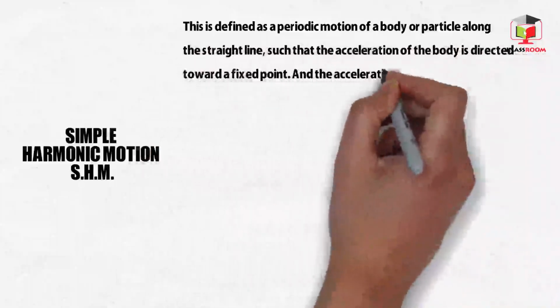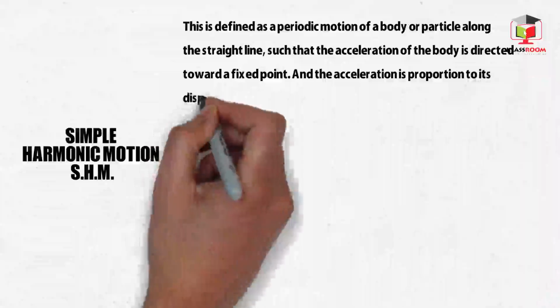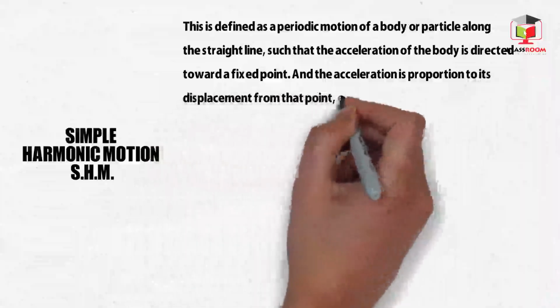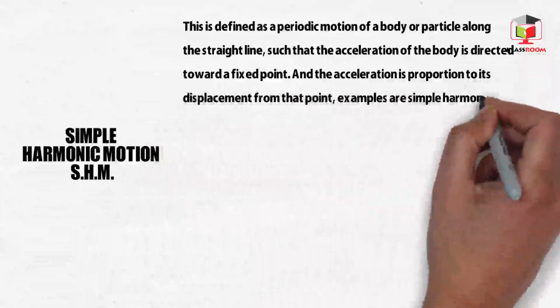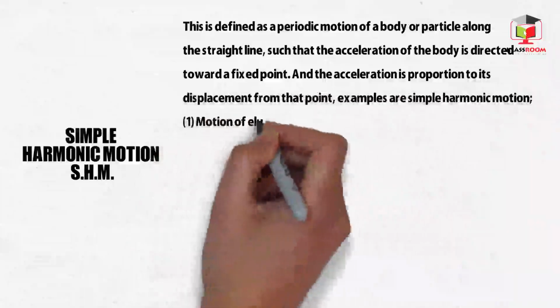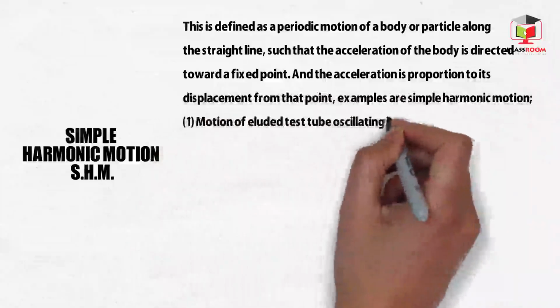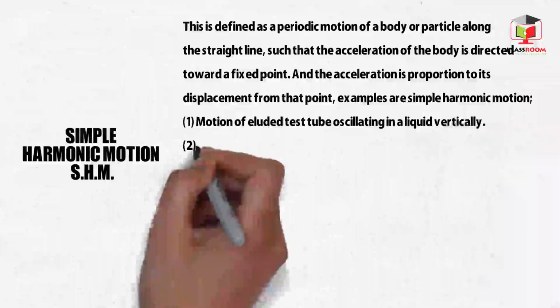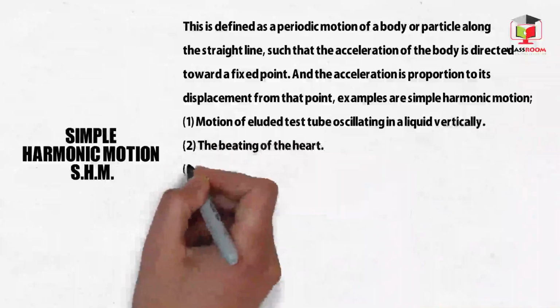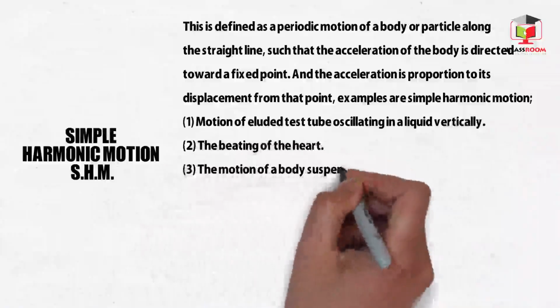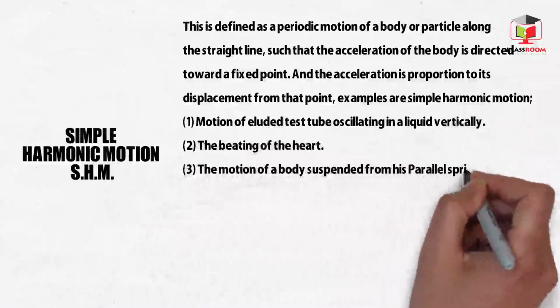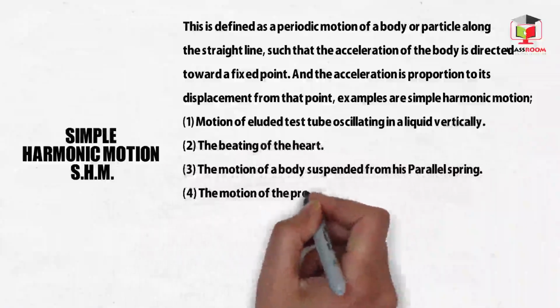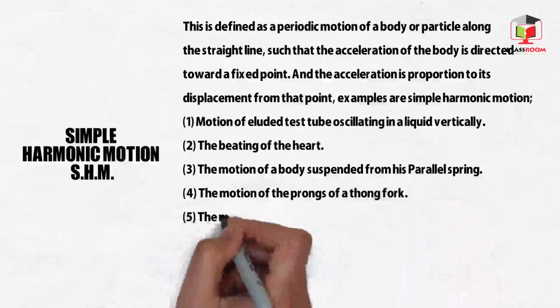Examples of simple harmonic motion. Number 1, motion of a loaded test tube oscillating in a liquid vertically. Number 2, the beating of the heart. Number 3, the motion of a body suspended from a spiral spring. Number 4, the motion of the prongs of a tuning fork. Number 5, the motion of the piston of a gasoline engine.